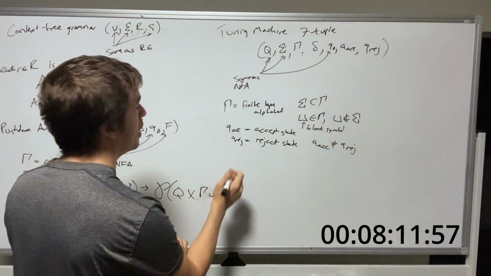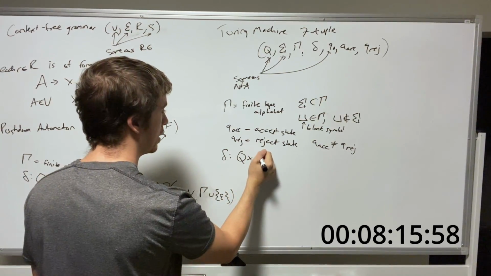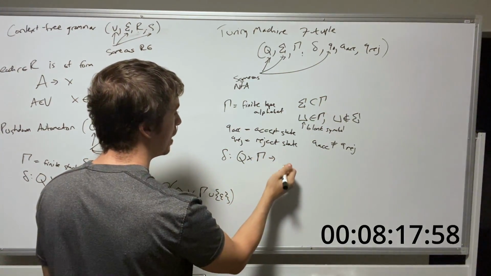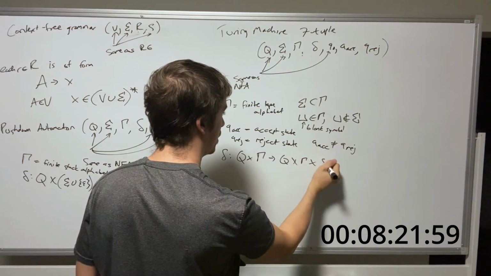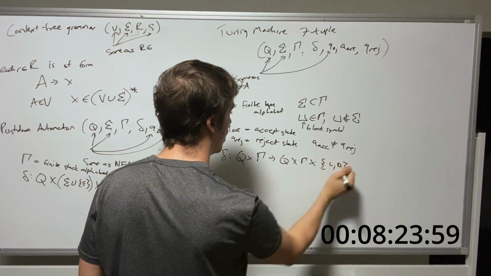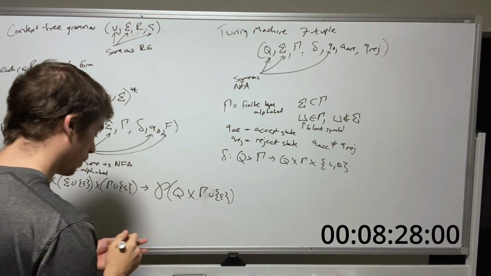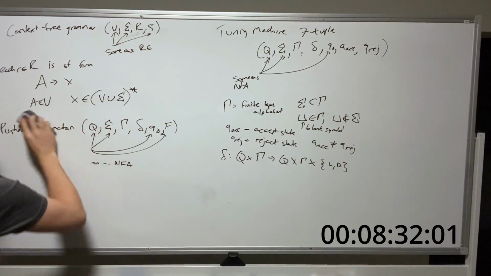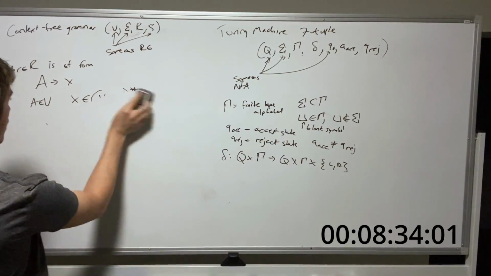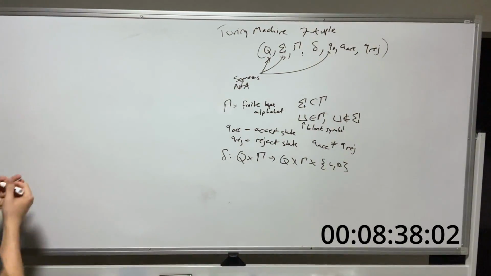All right, and then the transition function takes a state and a tape character that it reads, and it goes to Q cross gamma cross L R. To state, thing to write down, and which direction to move. All right, so that handles all of the objects. What about the forms and everything? Actually, there was one I forgot.